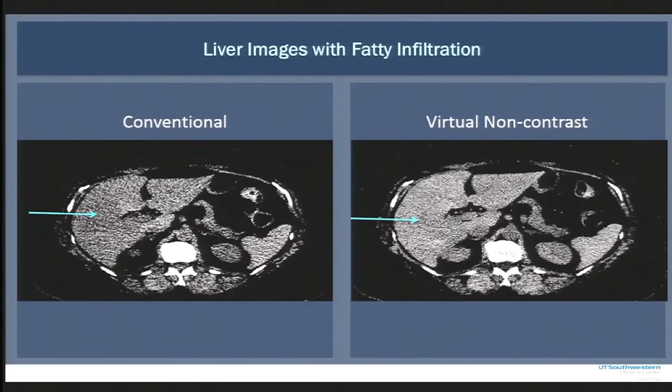This is an example of a liver with a fatty infiltration. This is a conventional image. This is a virtual non-contrast image. Compared to the spleen, the hypodense area is more prominent on the conventional image than the virtual non-contrast image.